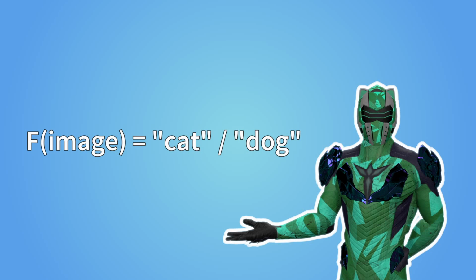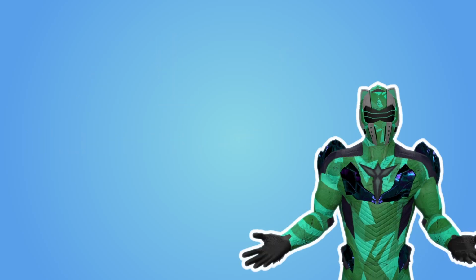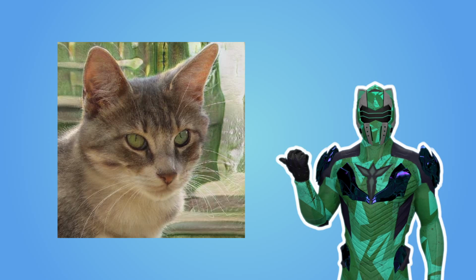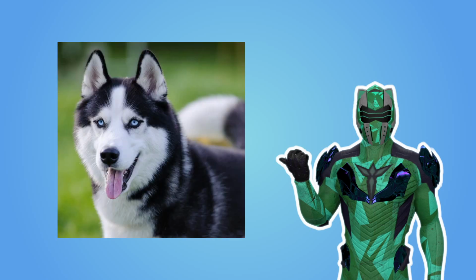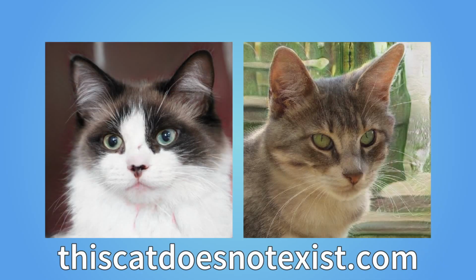Let's say I want the following mathematical function. It's a function that takes a photo as an input, and the output tells me whether the image contains a dog or a cat. For a human being, it's very easy. This is a cat, this is also a cat, that's a dog, etc. Oh, by the way, the two cat images are not real, they were actually generated by an AI.